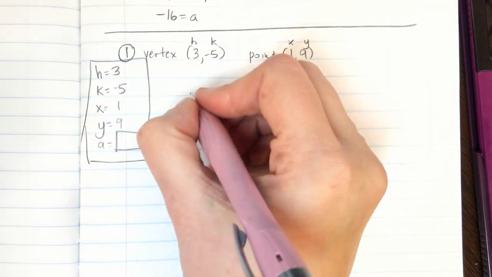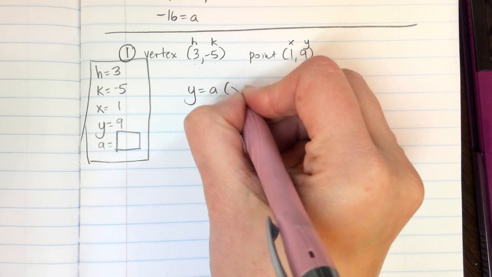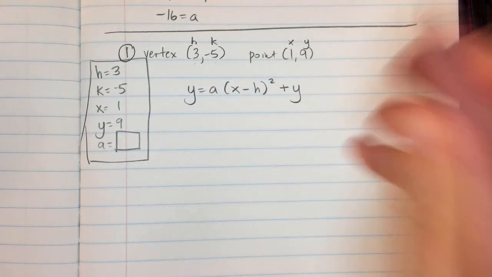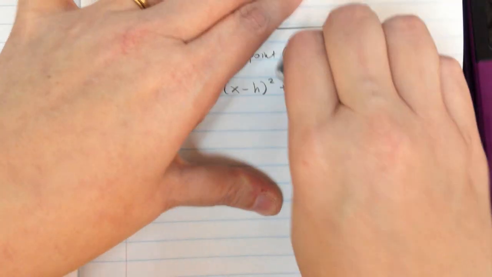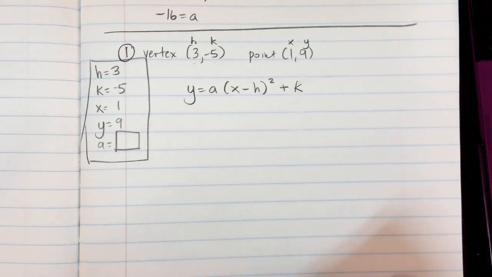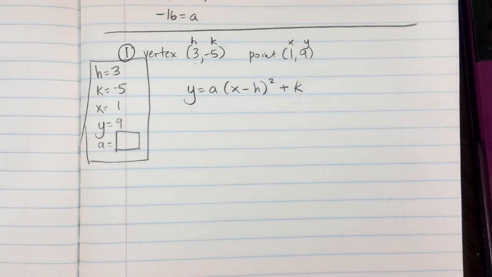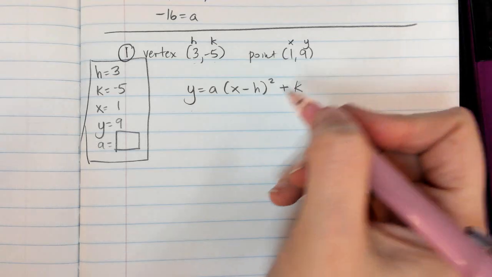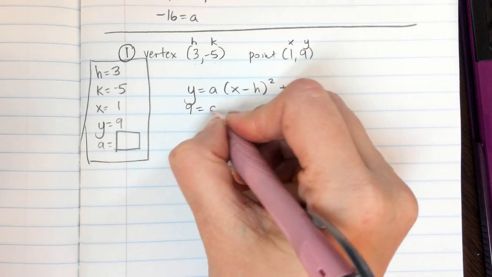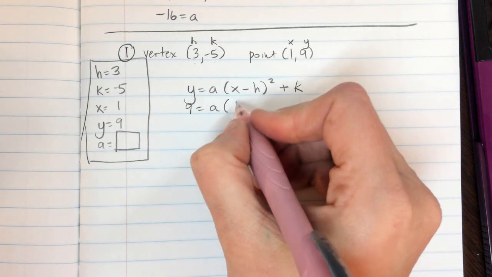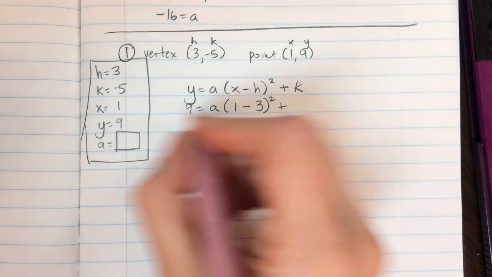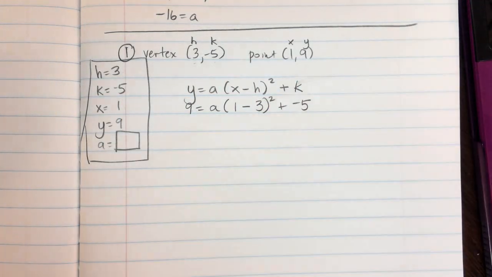Now, I'm also going to write the vertex form. That's not y, that should be k. I'm going to write vertex form because that's going to tell me exactly what to substitute, and I can write those numbers right below to make sure I'm substituting them in the right place, okay? So, y is 9. I don't know what a is. X is 1. H is 3. K is negative 5. Okay?